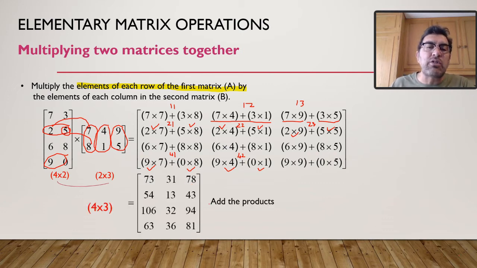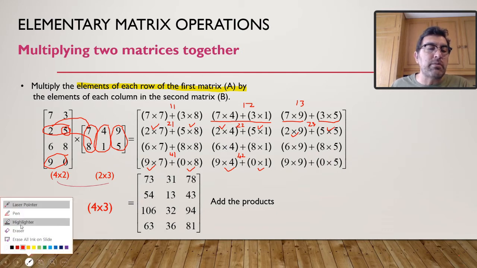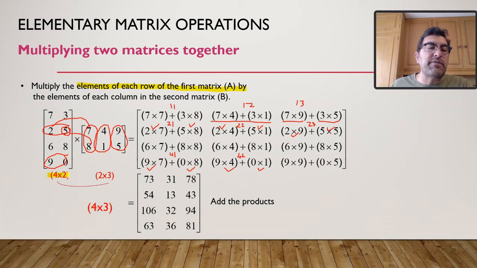Once you calculate all of these, you multiply and add each sum, and that's what it totals up to. Let me remind you about the very important precondition. This is a 4 by 2, 4 rows, 2 columns. This is 2 rows, 3 columns. So the two in the middle are the same. The resultant will be the 4 by 3 matrix that we have on the screen.